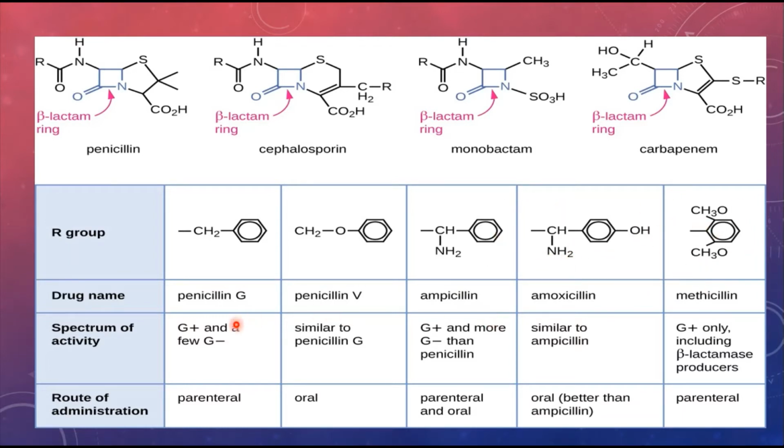These have a spectrum of both. That means they have activity on both gram positive and a few gram negative bacteria, similar to penicillin G. Ampicillin is active on gram positive and more gram negative than penicillin, and amoxicillin has the same activity as ampicillin. Methicillin acts only on gram positive bacteria, including some beta-lactamase producers.